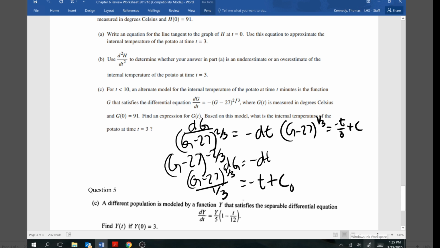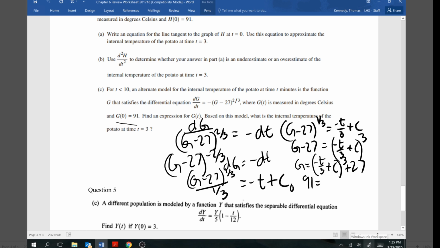I cube both sides. I get g minus 27 equals negative t over 3 plus c cubed. And I add 27, and I get g equals negative t over 3 plus c cubed plus 27. All right, sweet. We are missing a couple pieces here. We need to use the initial condition. When t is 0, our temperature is 91.